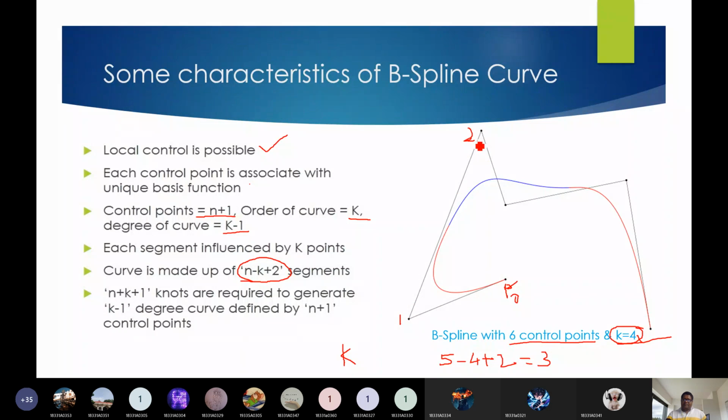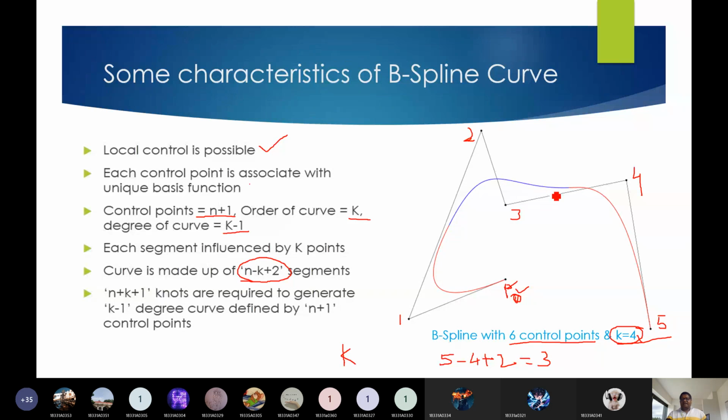These are P's. Okay, P2, P3, P4, P5. So total control points are 6, starting from 0 to 5, right? So if you look at the first red segment, the first segment of the curve, that would be made by P0, P1, P2, P3. Using these 4 control points, the first segment would be created.